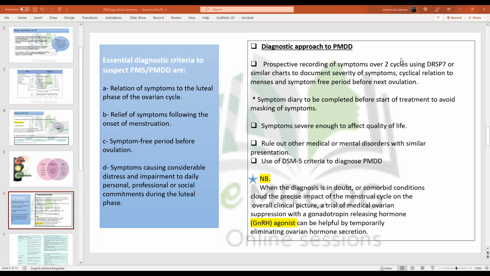Okay, what is the DSM-5? Does anyone of you have experience with this, the DSM-5 criteria?